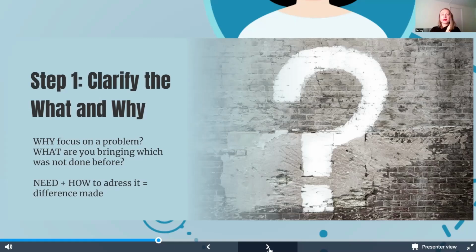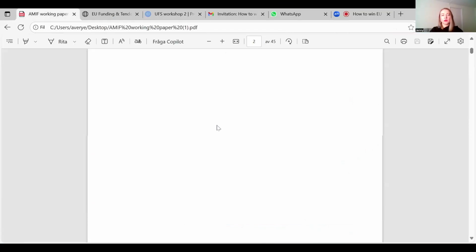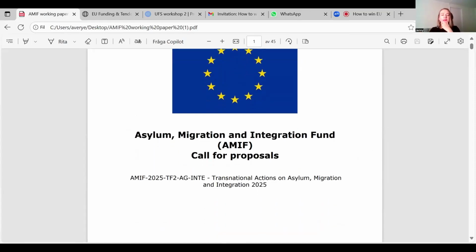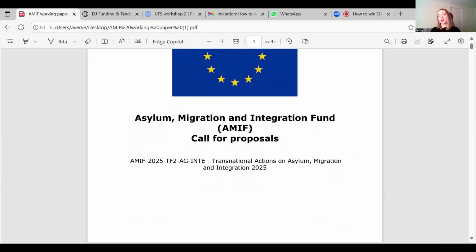So the first step, as we said, there are three steps. First step: clarify the what and why. When you have found a grant which is suitable for you, you look at the priority. Let me show you in practice. You found this fund, AMIF. It's for migrants, supporting internal migrants in Ukraine or external migrants in the European Union with social integration and integration into the labor market.